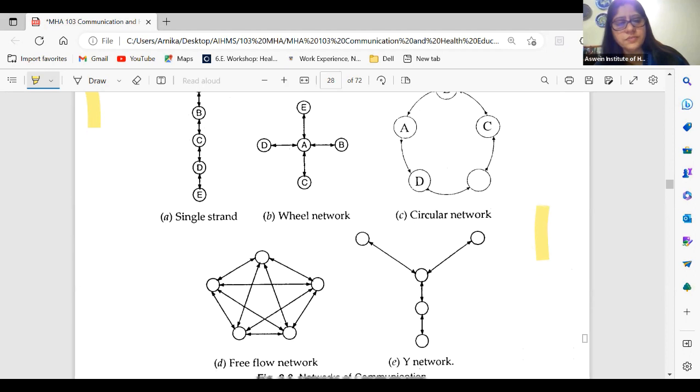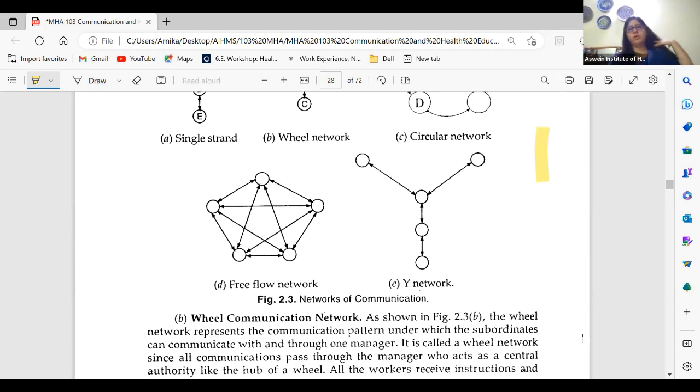Now one more is the free flow network. Here anyone can talk to anyone. There is no schedule, no control over the communication.